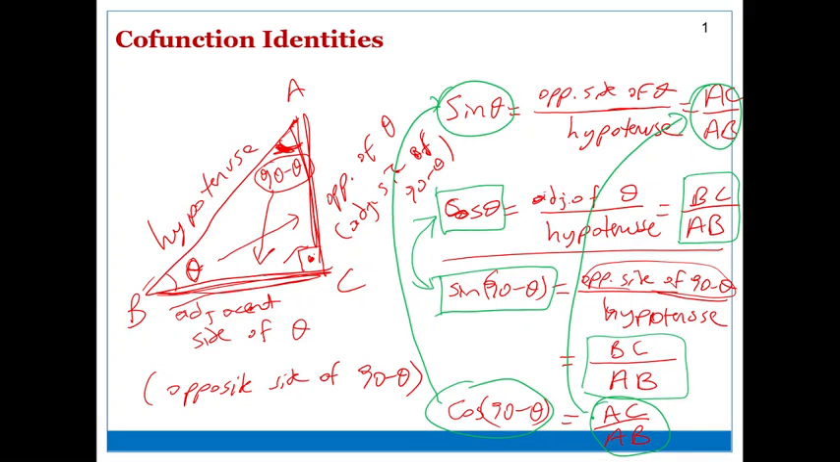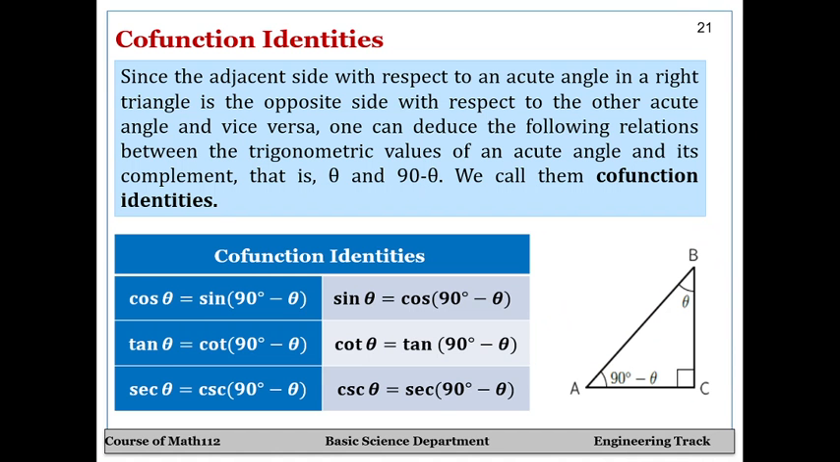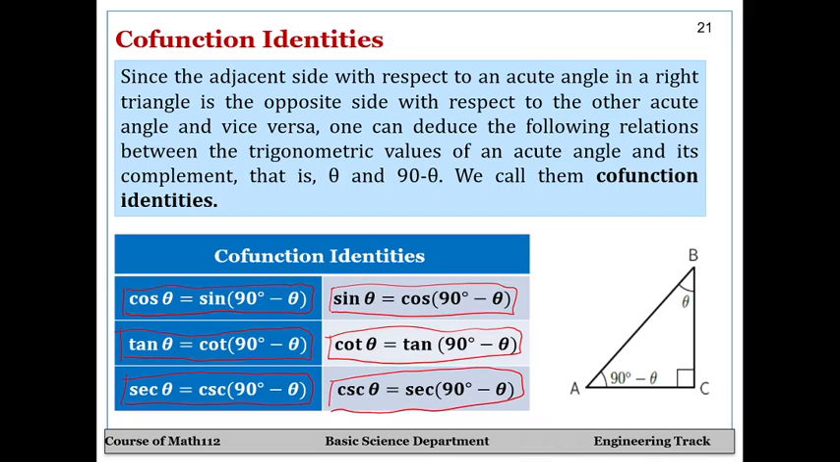From these relations, one can do the same thing for the other trigonometric values. We already have shown sine theta, and cosine theta is equal to sine 90 minus theta. In the same way, we can show tangent theta is equal to cotangent of 90 minus theta, secant theta is cosecant 90 minus theta, cotangent is tangent 90 minus theta, and cosecant theta is equal to secant 90 minus theta.